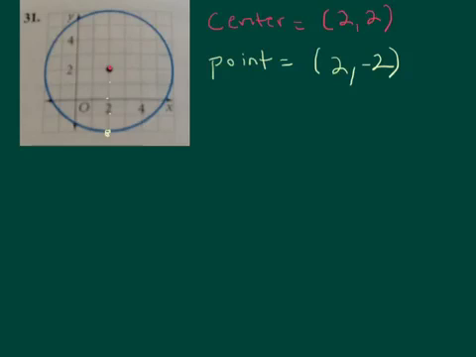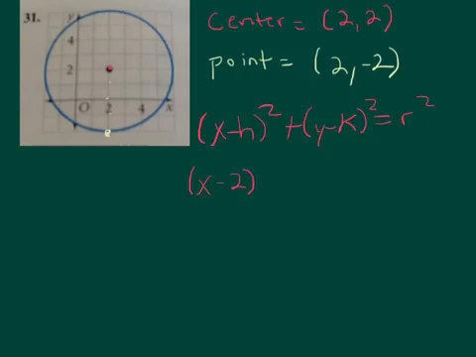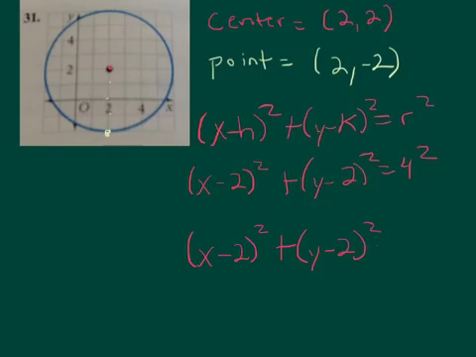And for time's sake, since I want you to be able to have as much time to work on homework as possible, we'll just use the original equation, which is, again, x minus h squared plus y minus k squared equaling radius squared. So it's x minus 2 squared plus y minus 2 squared equaling 4 squared. So your final answer, or your standard equation, is x minus 2 squared plus y minus 2 squared equaling 16.